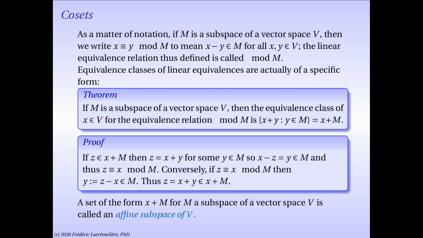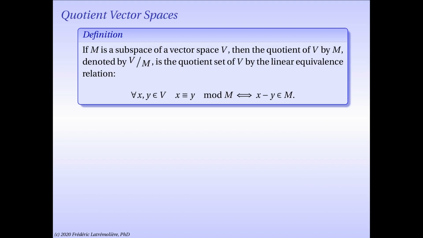So that's it. We have a complete description of equivalence classes for every vector for a linear equivalence relation, and there is a name for sets that are translates of vector spaces. They are called affine spaces. So we have introduced the notion of linear equivalences, which are equivalence relations compatible with the algebraic structure of a vector space. We've characterized linear equivalences as being simply equivalence modulo a subspace. And we've seen that equivalence classes of a vector for linear equivalence are affine spaces, or translates of subspaces.